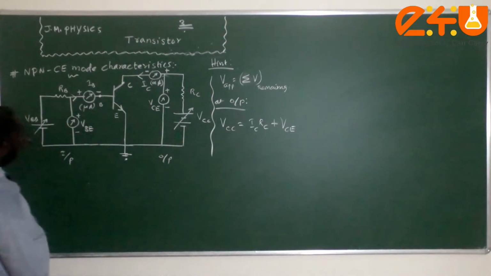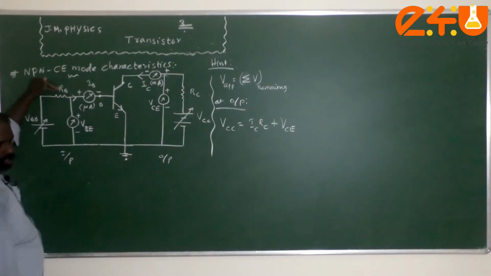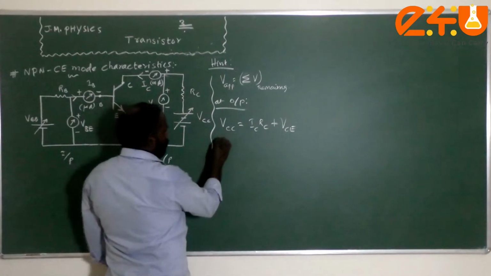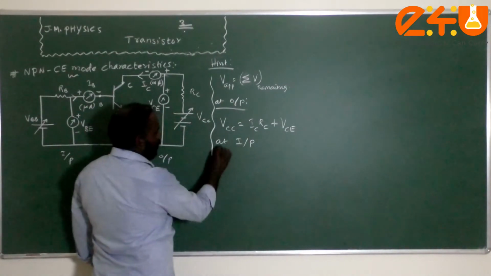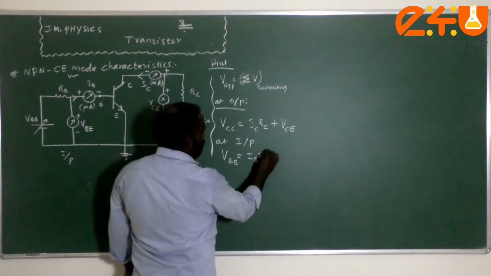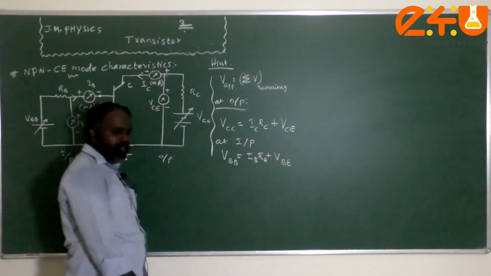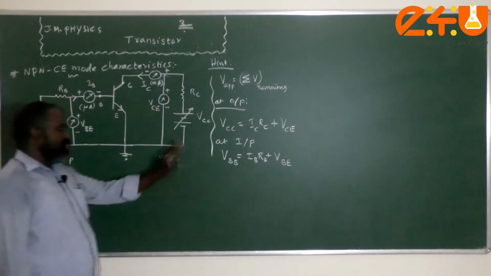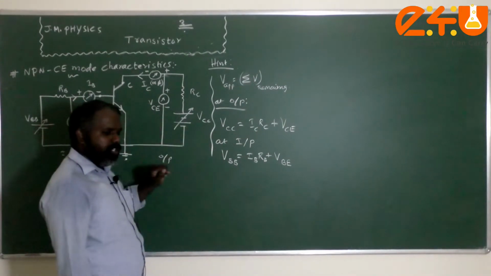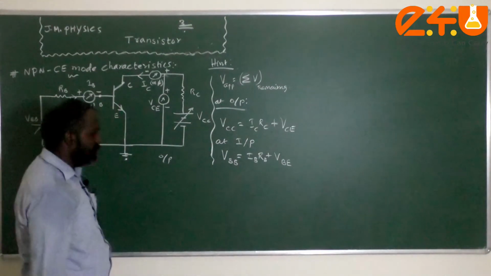Similarly for the input part, this is the applied voltage, and it is equal to the potential drop across the base resistance plus the potential difference between the base and the emitter. So at the input part, VBB is equal to IB RB plus VBE, the potential difference across the emitter-base junction. This is a very easy point to keep in mind to deal with any kind of circuit, and Ohm's law you have already studied in current electricity.